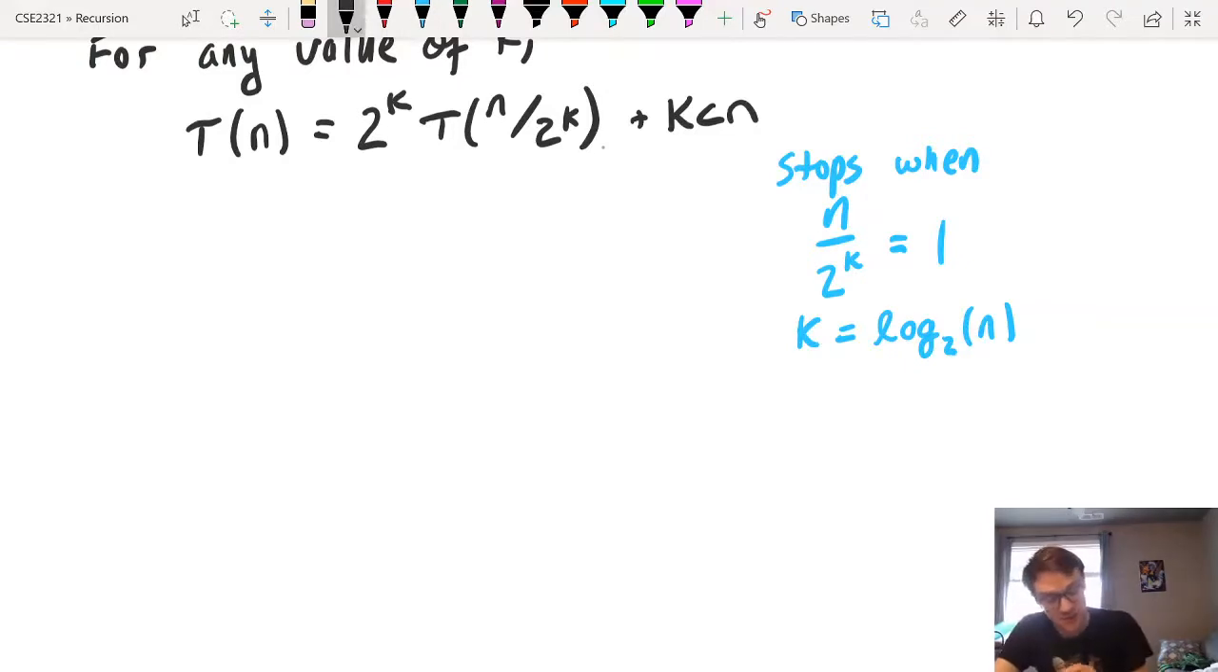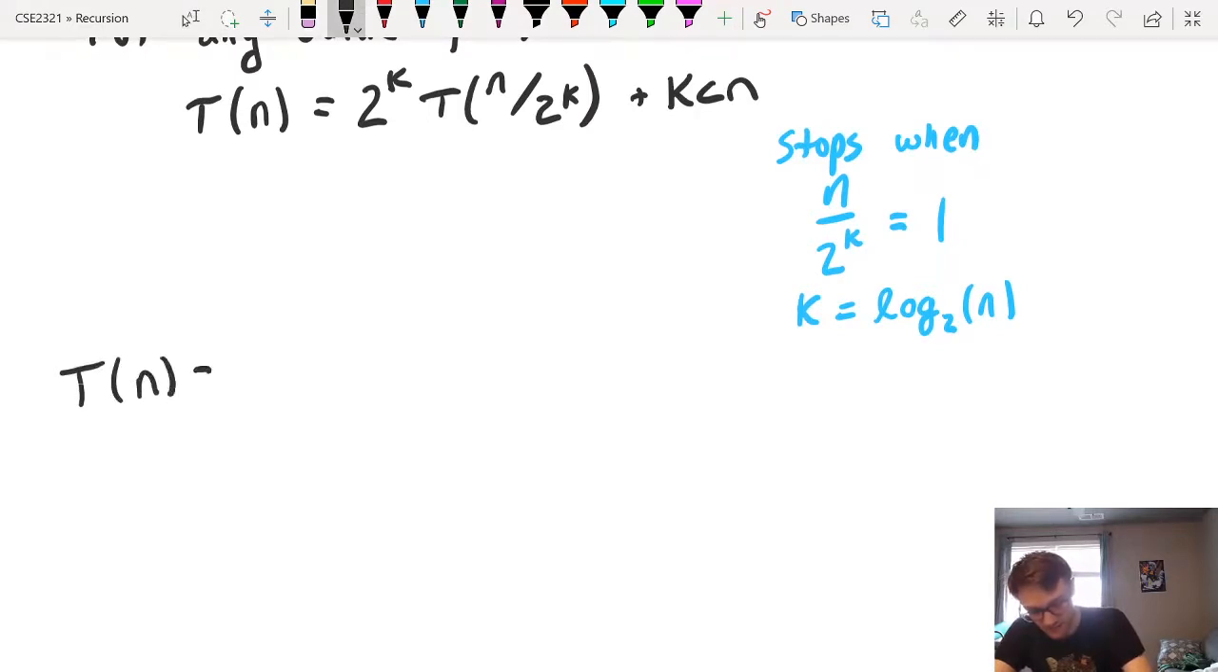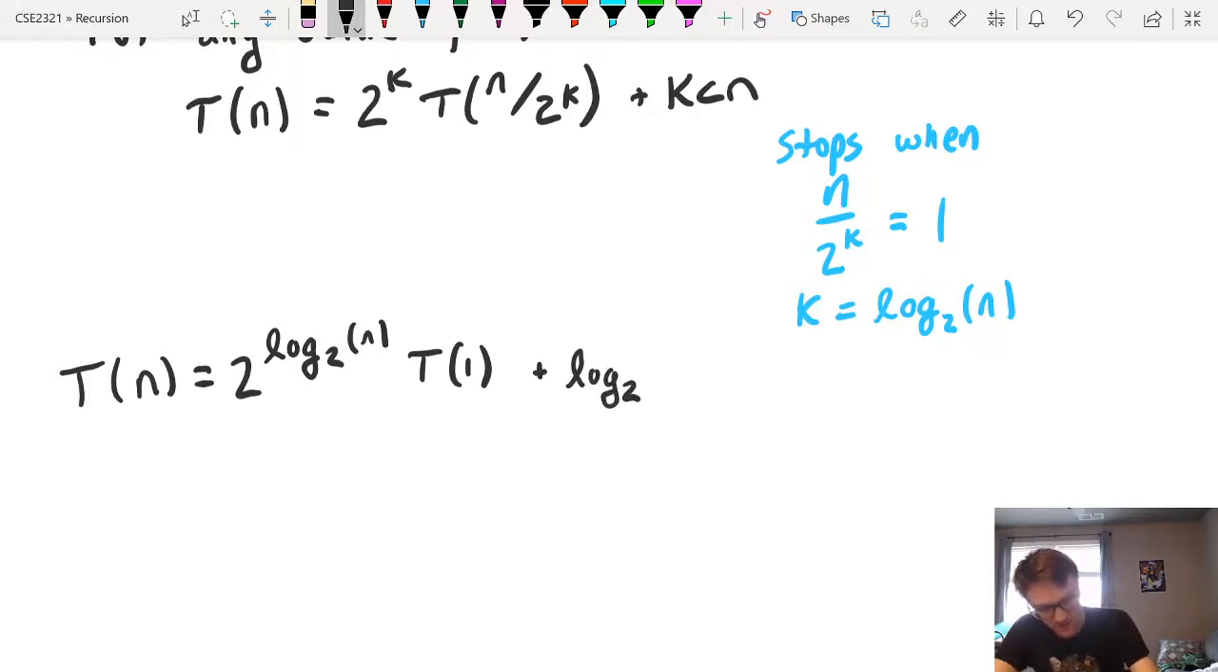We're going to substitute that back into our generic expression there and have t of n is equal to 2 to the log base 2 of n times t of 1. I know it's t of 1 because n over 2 to the k equals 1. Plus k, which is log base 2 of n, times c times n. And conveniently, t of 1 is just c, and there's actually very little work left to do.